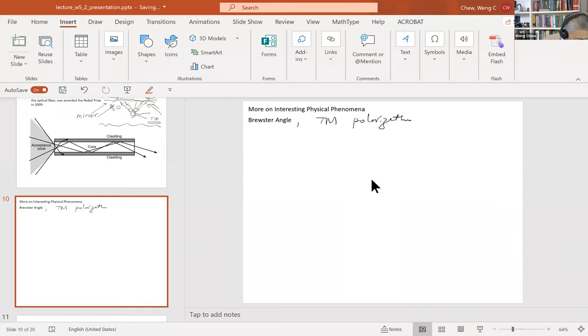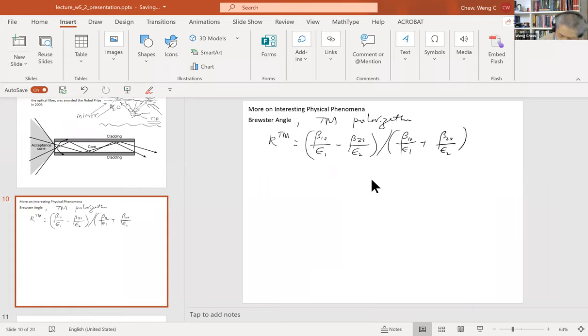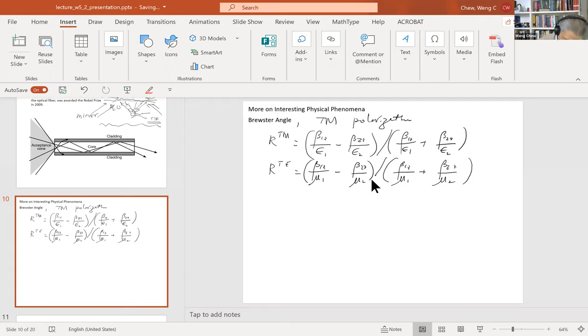The reason is that for the TM reflection coefficient, there's an extra term, where the factors are replaced by epsilon 1 and epsilon 2, so the denominator is beta 1z over epsilon 1 plus beta 2z over epsilon 2. Okay, it turns out that most materials are non-magnetic. So R_TM is that, but R_TE is given by this. Most materials are non-magnetic such that mu 1 equals mu 2, then this cancels away. So the TE reflection coefficient behaves quite differently from the TM reflection coefficient.